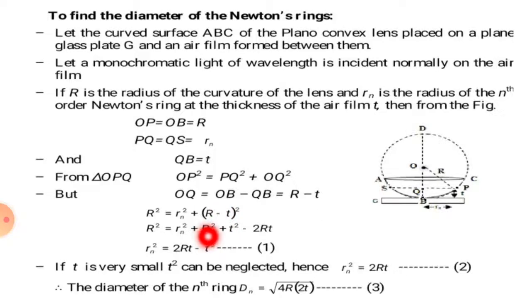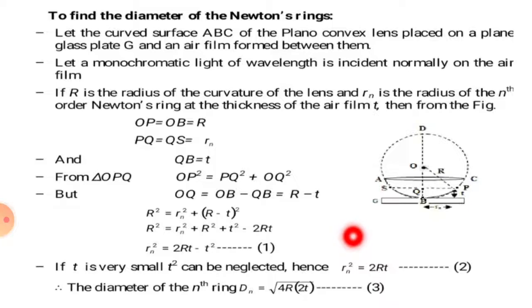Expand this: R square plus t square minus 2Rt. Here the thickness of the film is very small compared to the radius of curvature of the given lens. Hence t square can be neglected. The resulting expression is r square equal to 2Rt. From this expression, we get the thickness of the film t equal to r square by 2R. Here we get the thickness of the air film.